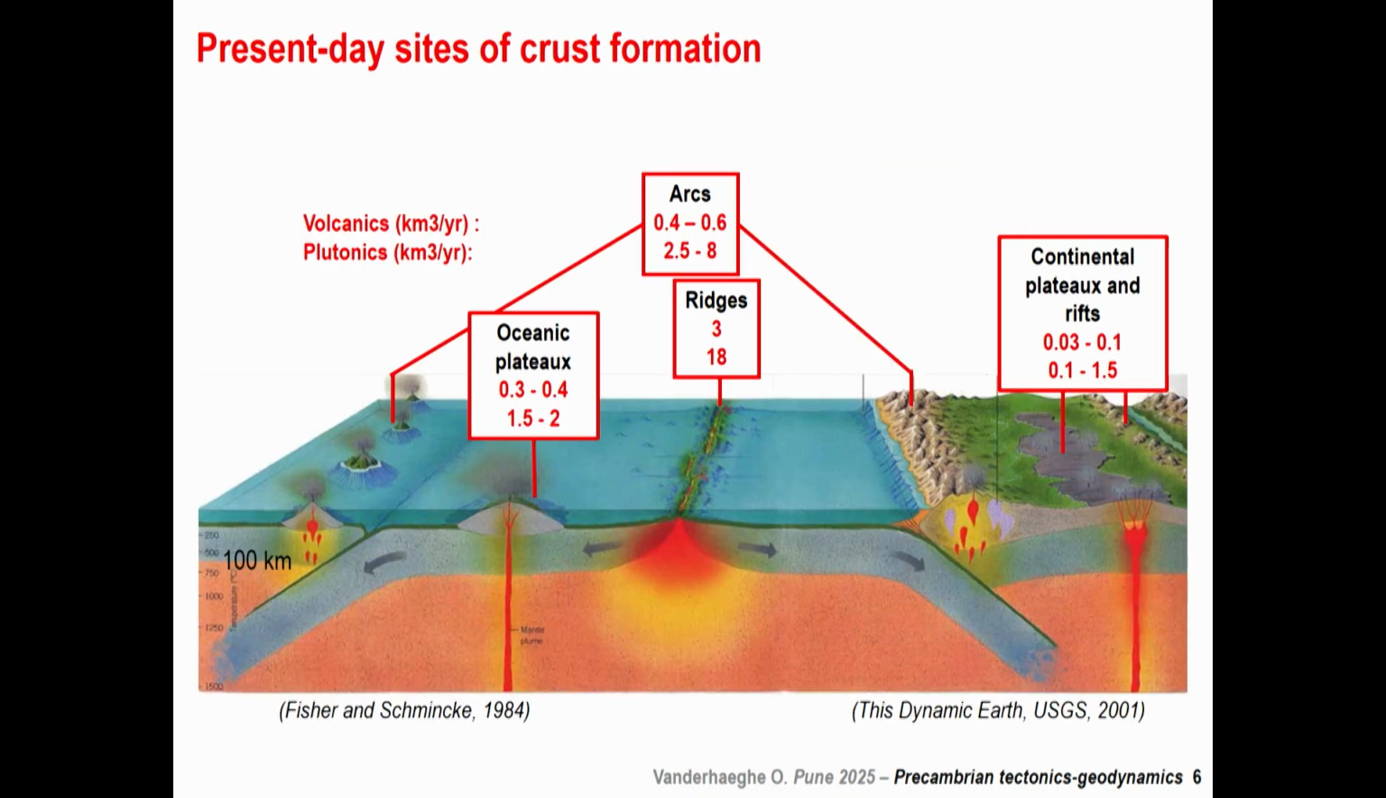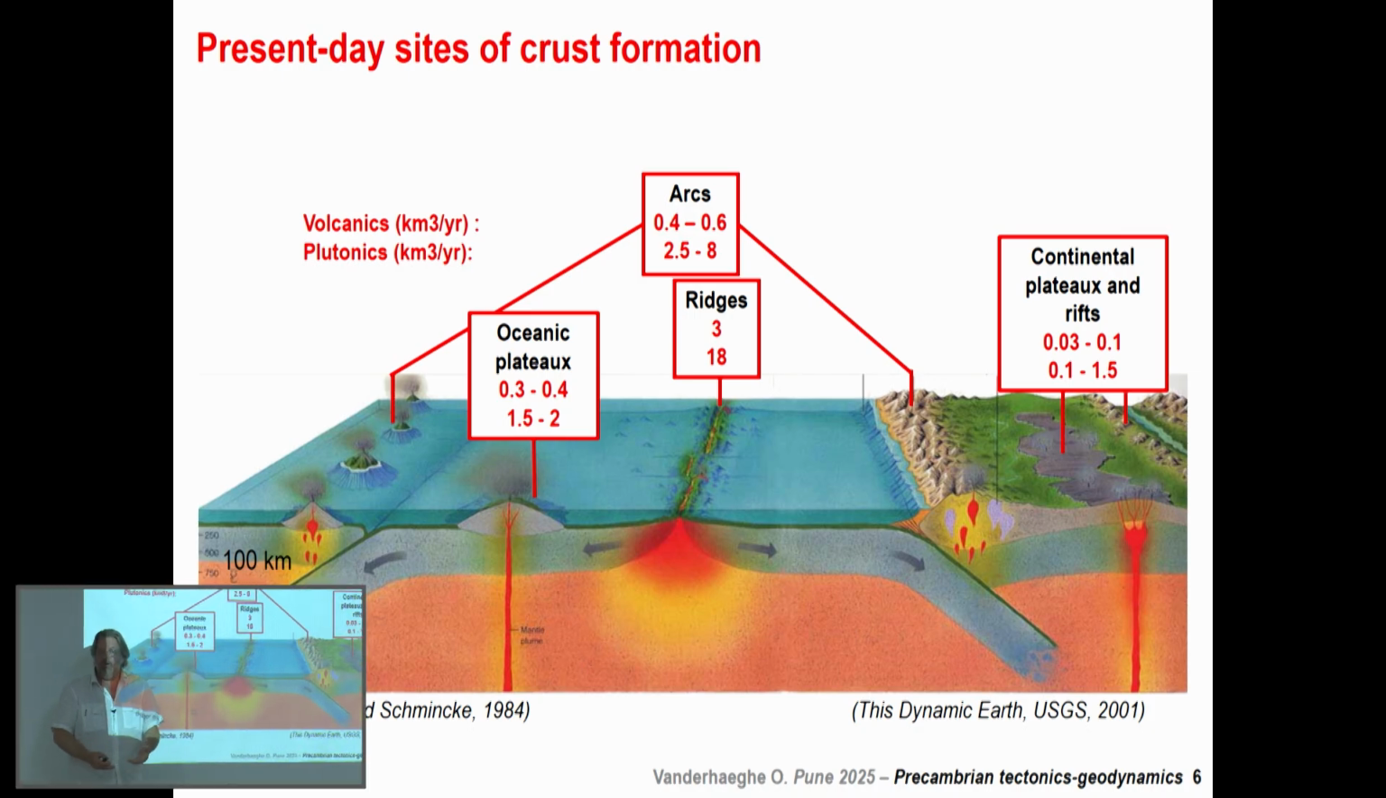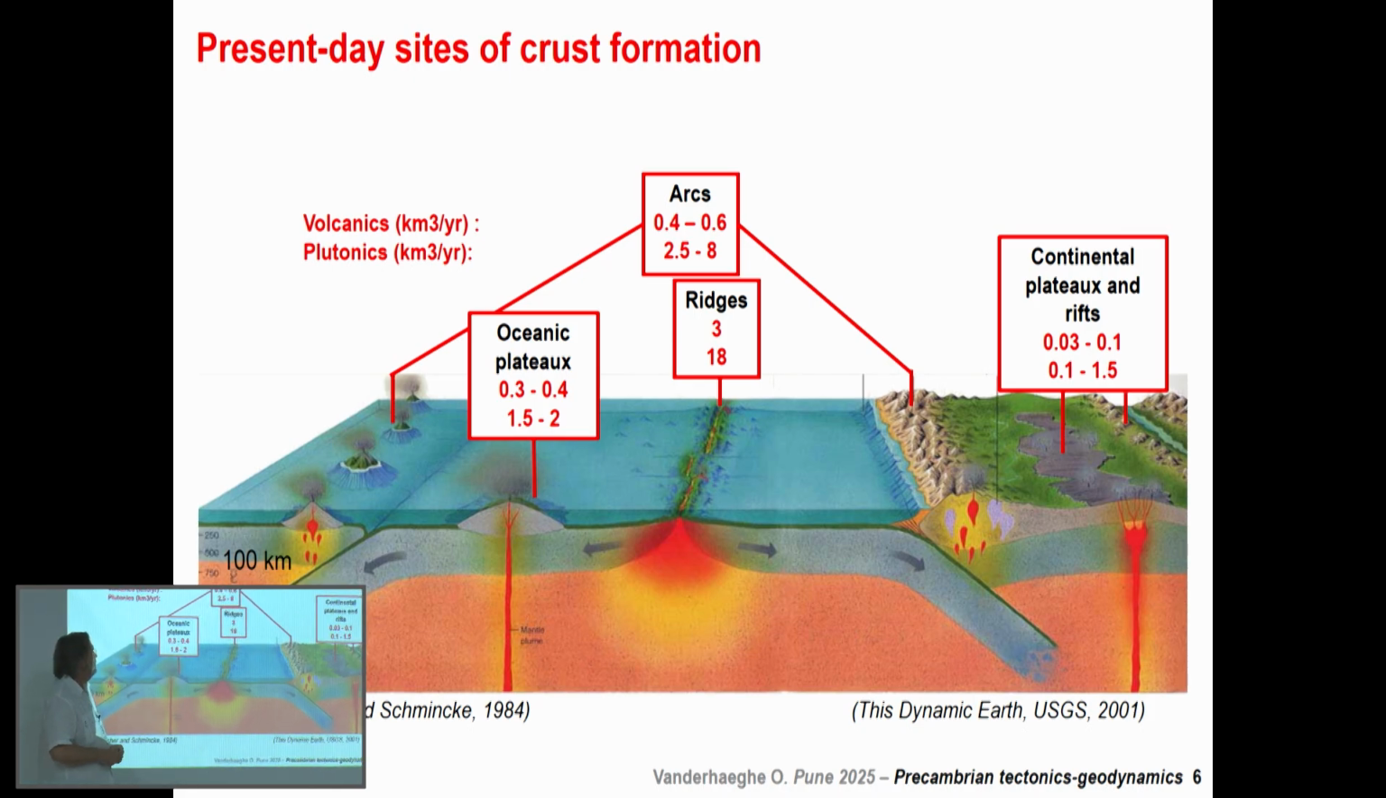So we're going to expand a bit on that now. Today, the sites of crust formation are related to divergent plate boundaries. And here are the numbers in terms of how much plutonics and how much volcanics. Most of the magmatism is actually occurring at depth, and we only see as volcanics part of it, maybe 20%. Most of it remains at depth. The main site of magmatism is the mid-oceanic ridges, and that dominates in terms of magma extraction. This is responsible for oceanic crust formation.